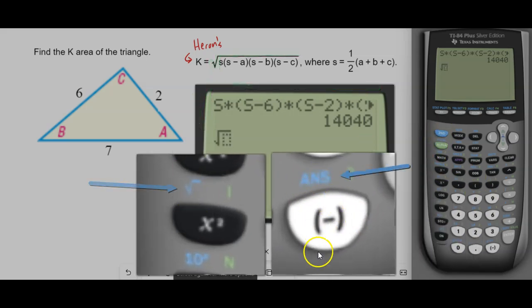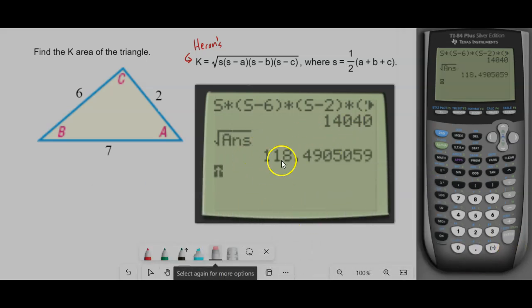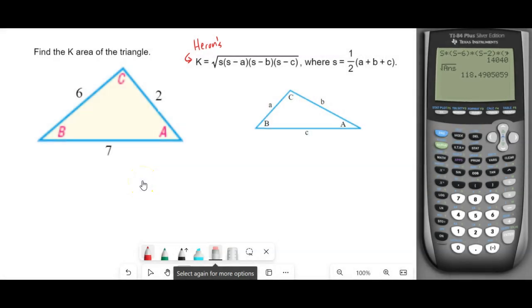Notice above the negative sign that says answer. All right, you could also just type that in there under the square root. All right, then you would round these to 2 decimal places. So 118.49 is the approximate area.